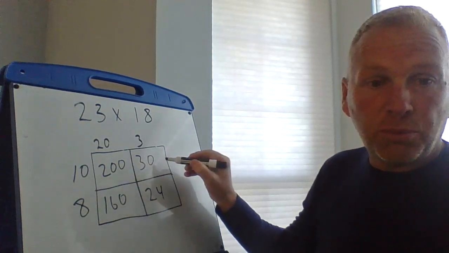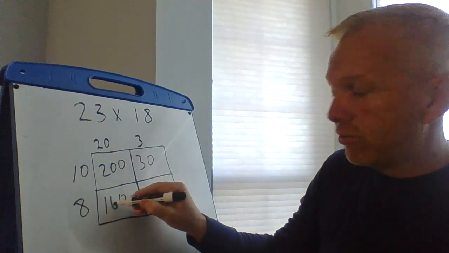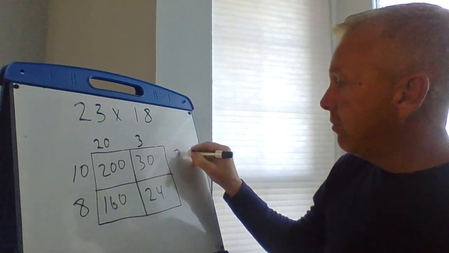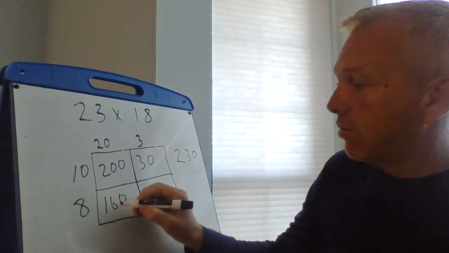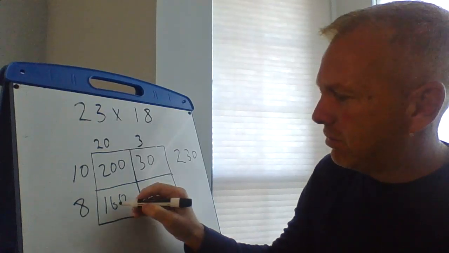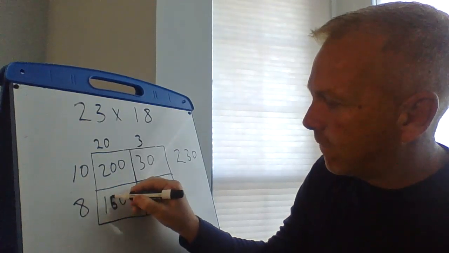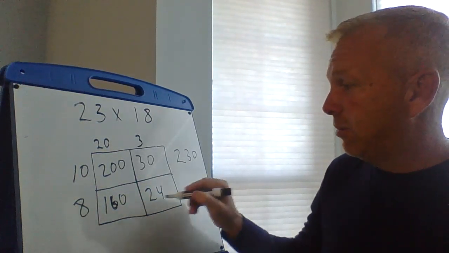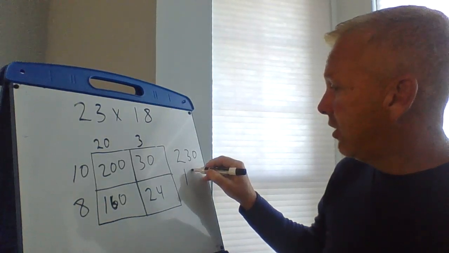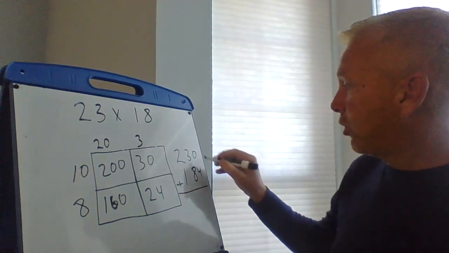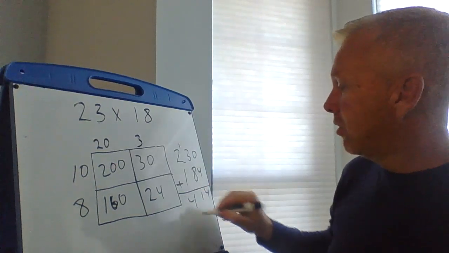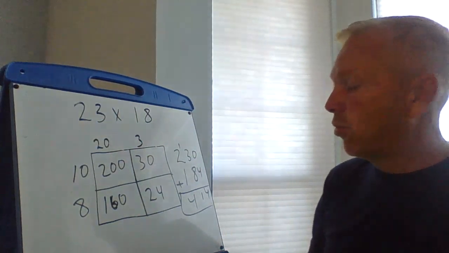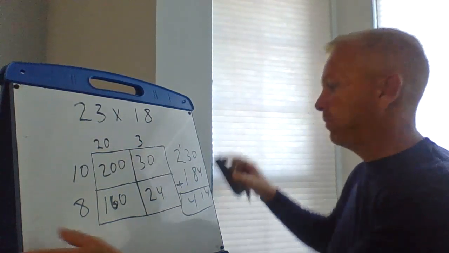Now these are called partial products. What do we do with partial products? We add them. So I'm going to add across here, 230. Then I'm going to add here. It looks like a G. I don't know what I'm doing there. Still looks like a G. It looks like a worse G now, actually. But 160 plus 24 would be 184. We add the partial products. 414 is our product. So 23 times 18, 414. Let's do another one.